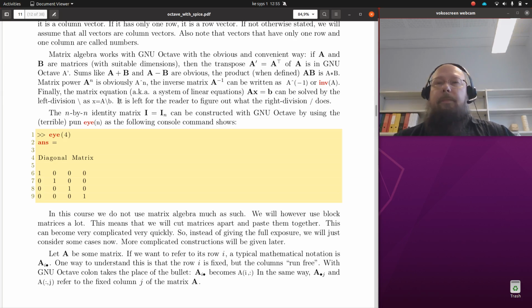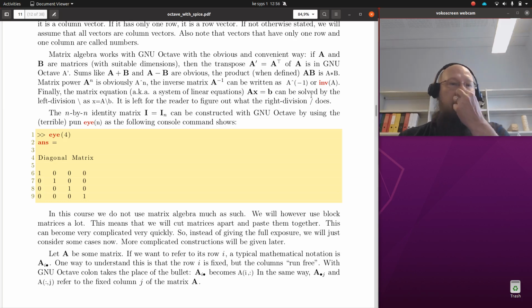And well, now I leave it to the reader to guess what the right division does, so not the backslash, but the forward slash. Okay, there is left division and right division. The reason why they are different is that, as you remember from elementary courses, I hope, for matrices A times B and B times A are not the same thing. So that's why left and right division are two different operators.